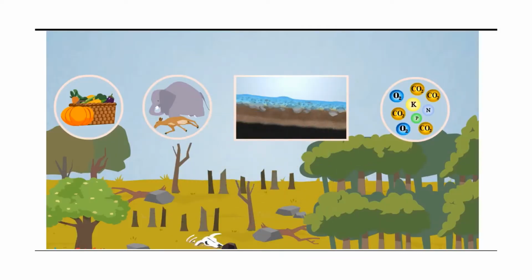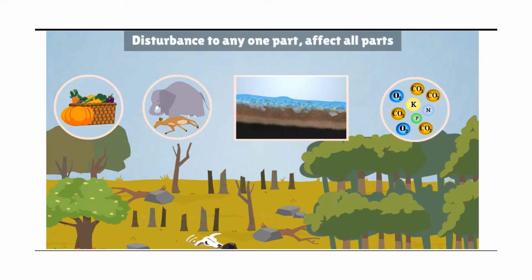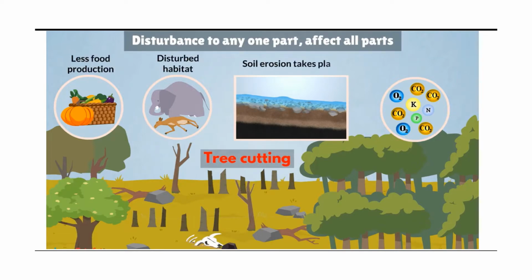So all parts in the forest are interrelated. If there is disturbance to any one part, it affects all parts. Say, for example, if a large number of trees are cut for construction, then the food production will be less, habitat will be disturbed, soil erosion may take place. There will be imbalance in oxygen and carbon dioxide level as well as imbalance in the nutrients. Thus, forests are living systems in themselves.